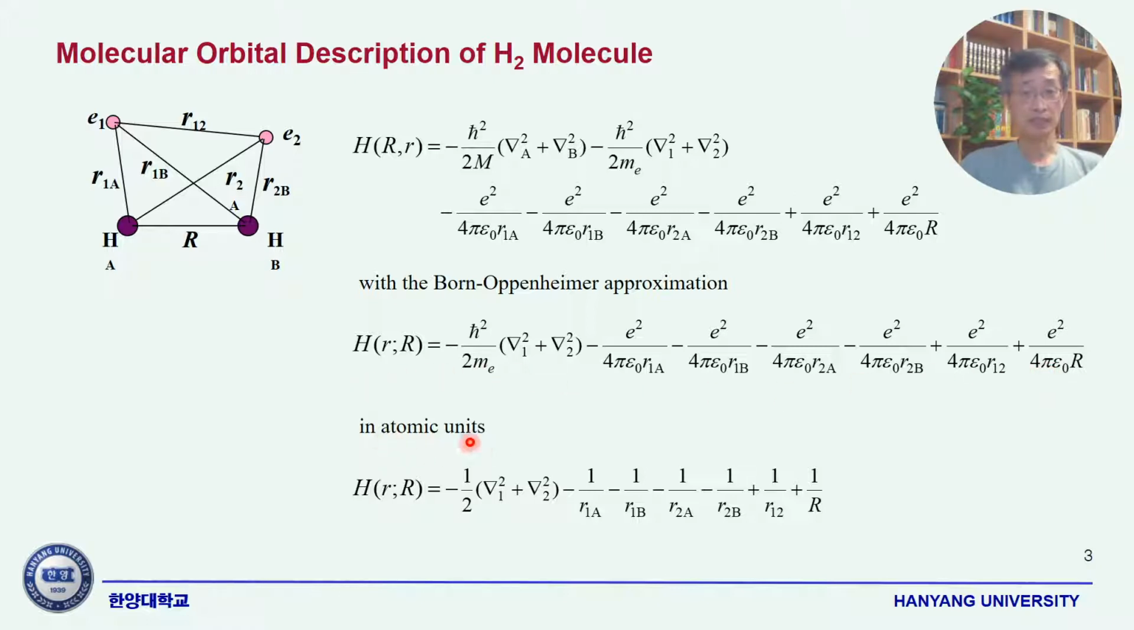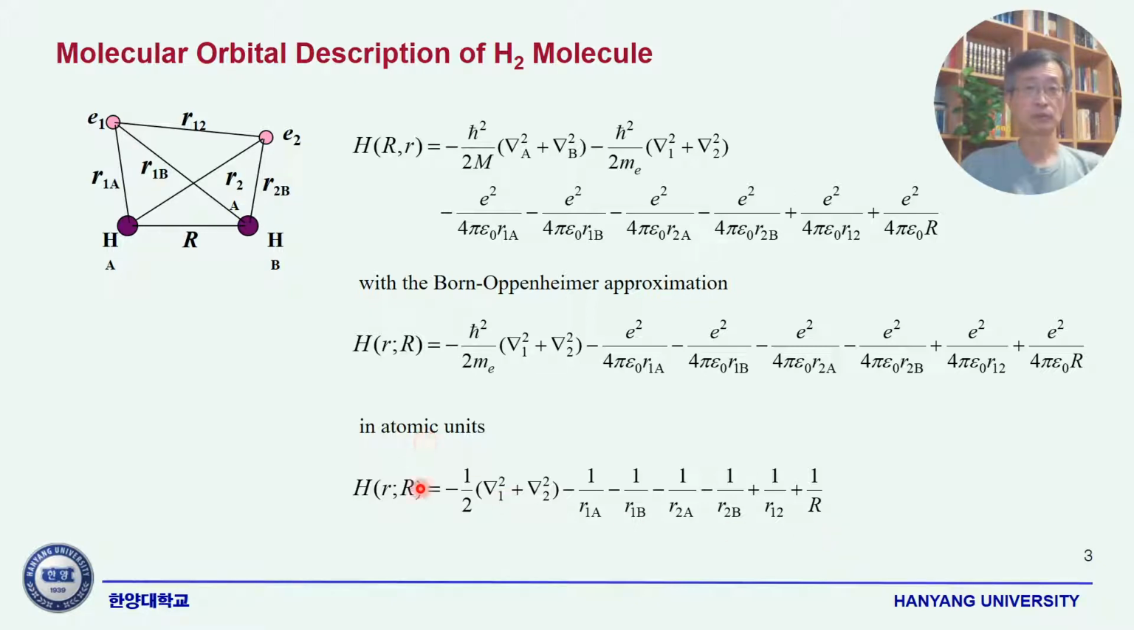And in atomic units, we would say m_e, the electron mass, is the unit for mass. H bar is a unit, so 4 pi epsilon 0 is also a unit. The electron charge is a unit. So all these units are replaced by just one unit. So then our Hamiltonian looks like this, a very simple and succinct form.